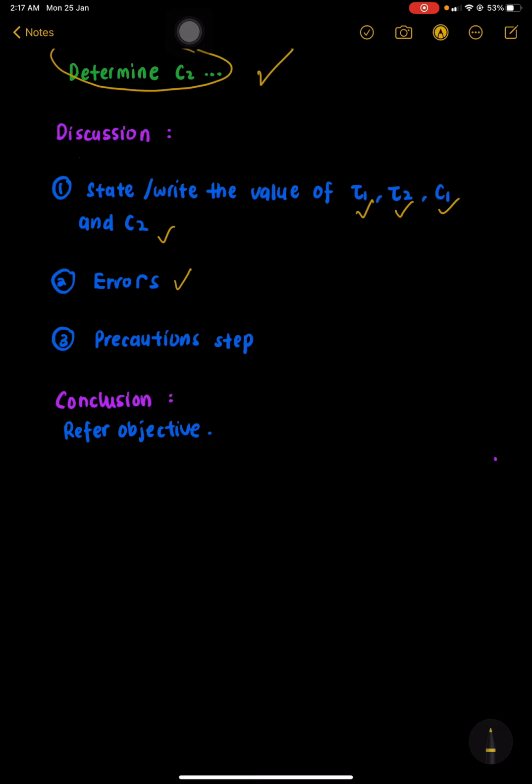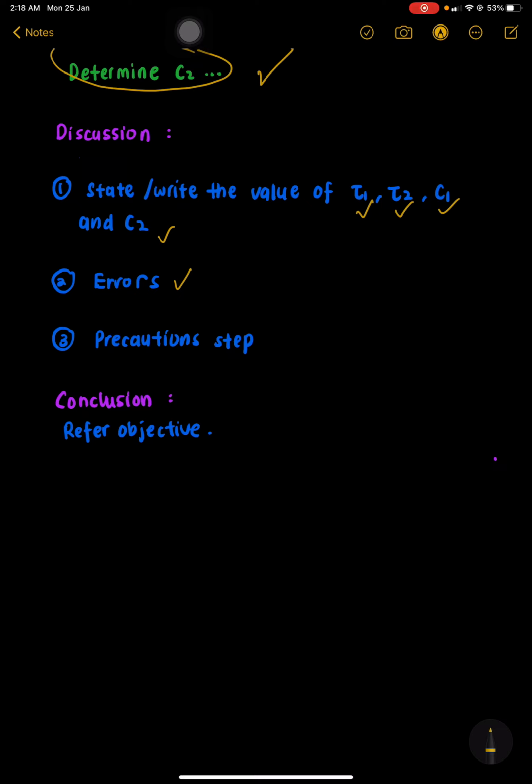Next, for the precaution steps: make sure to start the stopwatch simultaneously when the switch S is opened. The eye of the observer should be perpendicular to the scale of the microammeter. Before starting or repeating the experiment, make sure the capacitors are fully discharged by using a connecting wire to short circuit the capacitor. Make sure that the switch S is open and the microammeter decreases to 0 when you short circuit the capacitor. Last one, check and repeat the reading and take the average value.